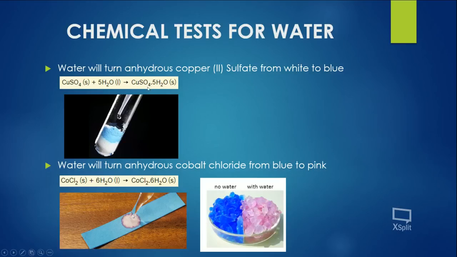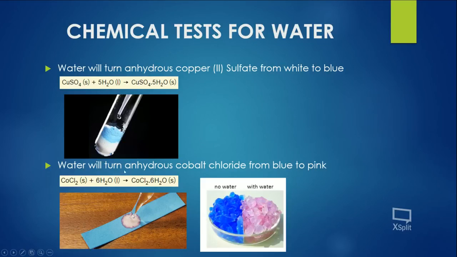Anhydrous copper sulfate has a white color, but the hydrated copper sulfate will have the blue color. So if you were to add something to anhydrous copper sulfate and it changes color from white to blue, then you know that water must be present.